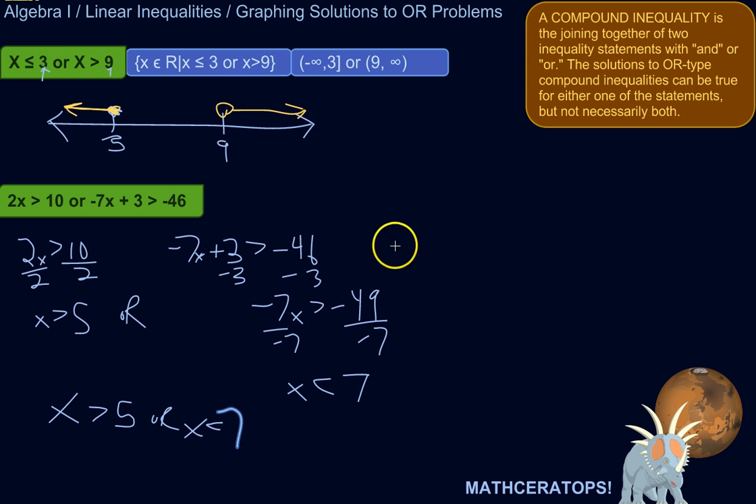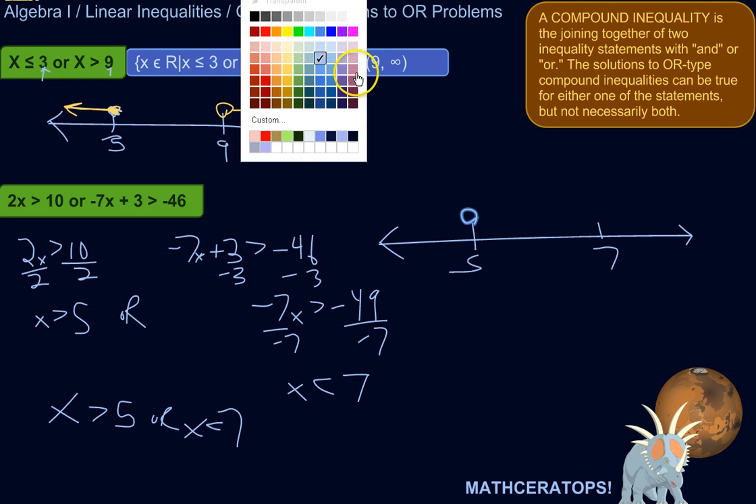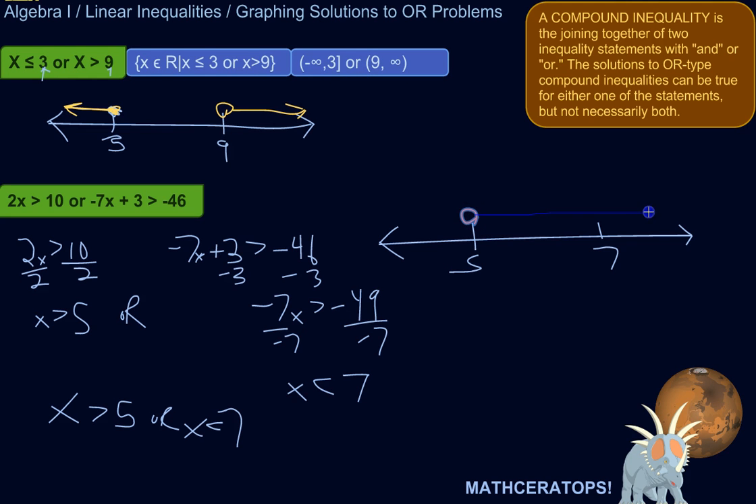Now, let me graph that. So let's plot our two key points here. We've got 5 and 7, so I'm going to call that 5, and then because 7 is greater than it, I'll put it right there. So x is greater than 5. So we would not include 5, but anything greater than 5 would be cool. X is less than 7. Again, we're not including 7 because it has to be less. So x is less than 7 would go like that. So here's the graph of this.